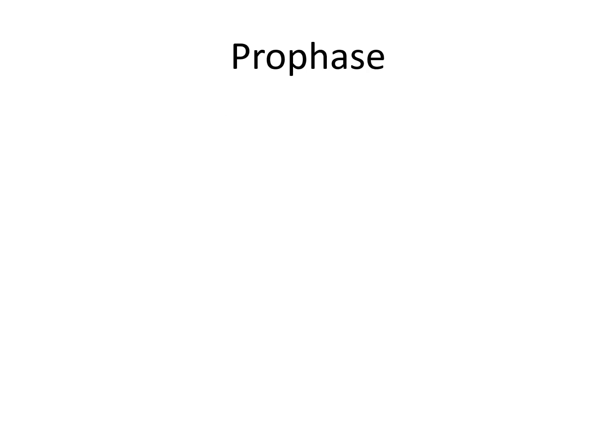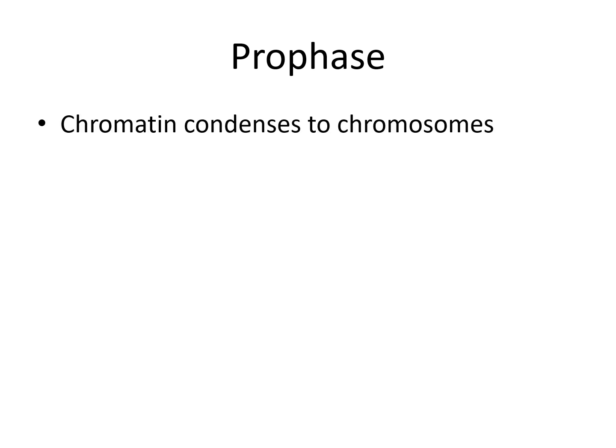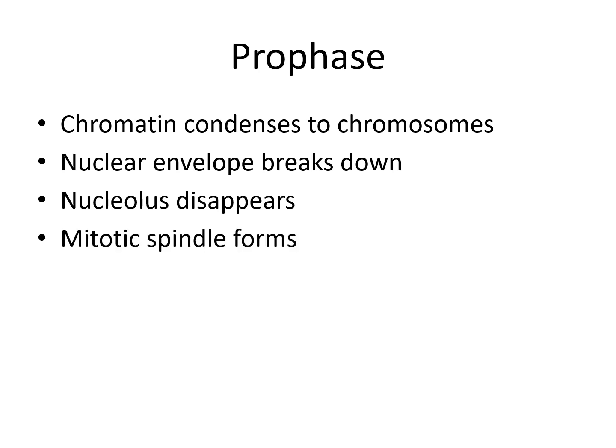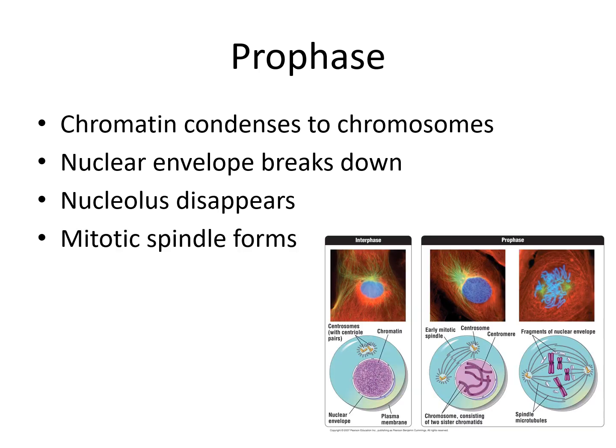The first stage of mitosis is prophase. During prophase, there are 4 different things that occur. First, the chromatin condenses into chromosomes, so the unwound DNA winds up to form visible bodies called chromosomes. Second, the nuclear envelope is going to break down. Third, the nucleolus disappears. And fourth, the mitotic spindle forms.